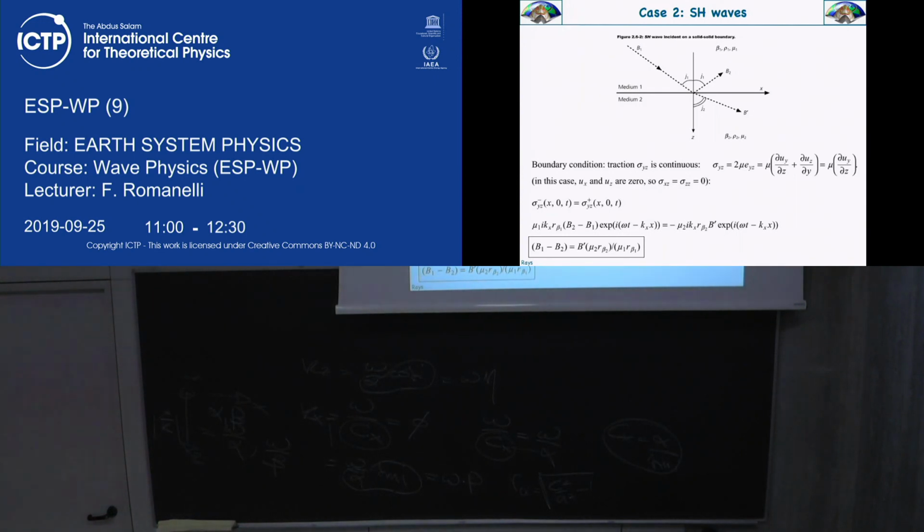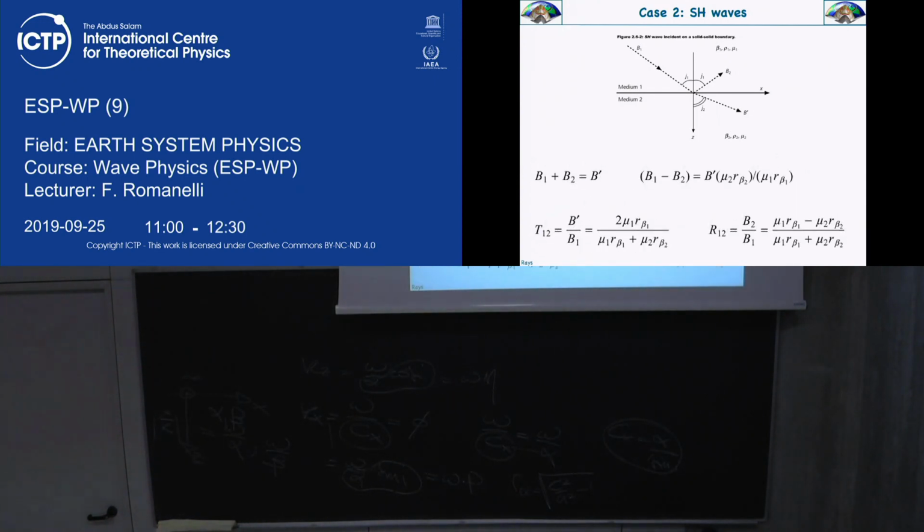Let's put them together and look for the amplitudes. This is the transmission coefficient and this is the reflection coefficient. Well, if the two media are the same, what's going to happen? This is going to be 0, this is going to be 1. It's passing with no change.